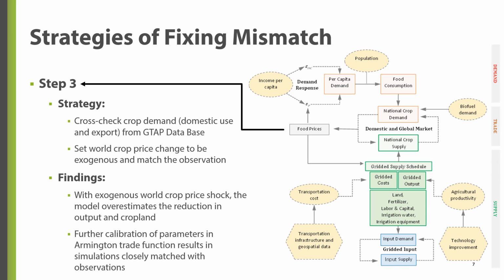To control impacts of those factors, we further set the change of world crop price to be exogenous and equal to the change of the World Grain Price Index from the World Bank over this historical period. Although the model with exogenous world price overestimated the reduction of both crop output and cropland, the relative pattern on domestic use and export matches GTAP data much better. To resolve the problem of being over-responsive to the world price, we adjusted the elasticity of substitution and transformation in the Armington trade function. After validation and calibration, the simulated results on both crop output and cropland became much closer to observations.